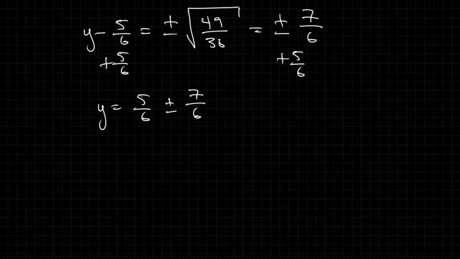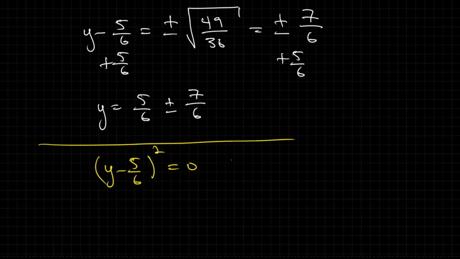Because, well, let's imagine that we ended up with the equation y minus 5/6 squared equals 0. If you take plus or minus the square root of 0, you get y minus 5/6. The square root of 0 is 0. So this would be plus or minus 0, and negative 0 is the same as 0. And so y equals 5/6.